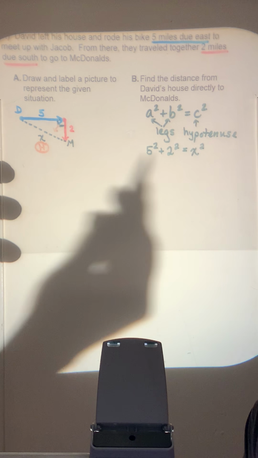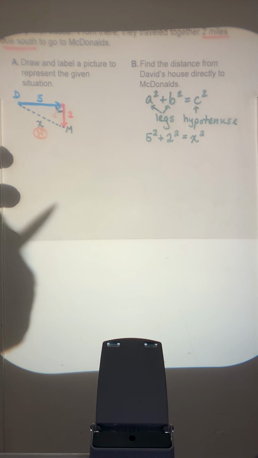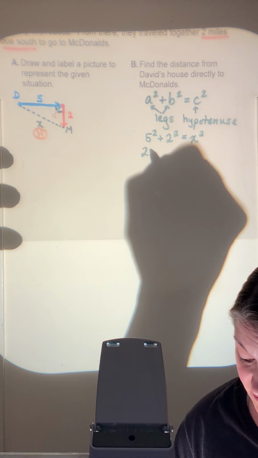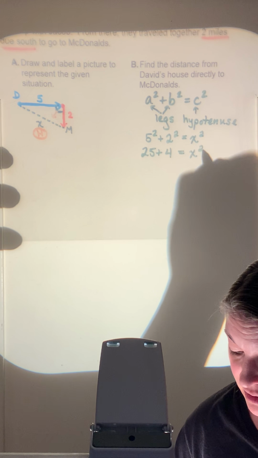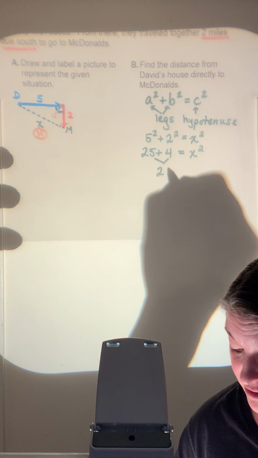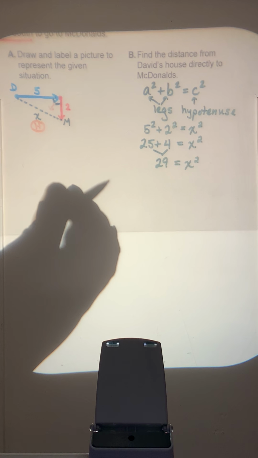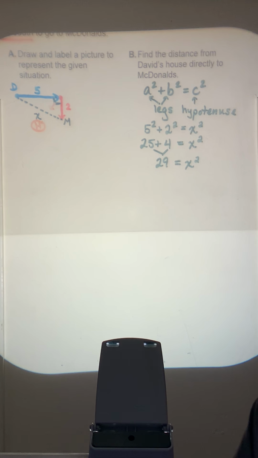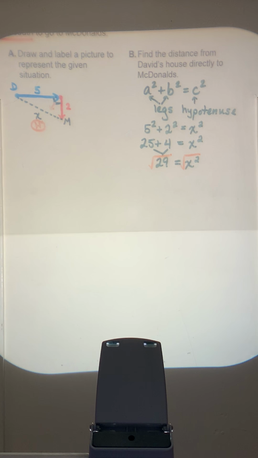And we're going to solve for that x, which is this hypotenuse right here, and that will give us our answer. So 5 squared is 25 plus 2 squared, which is 4. Then putting those together, that'll give us 29 equals x squared. Now to get rid of that square, we're going to square root both sides.